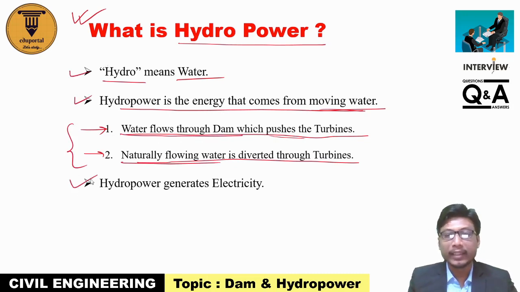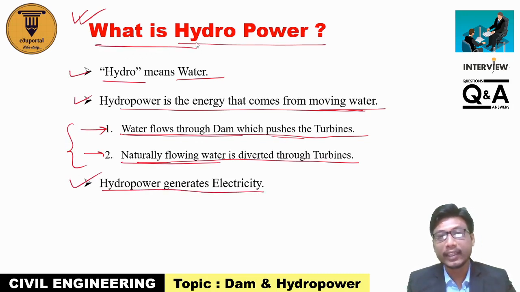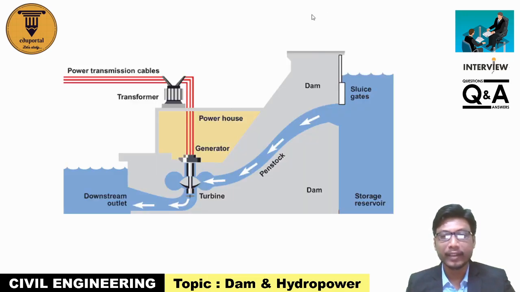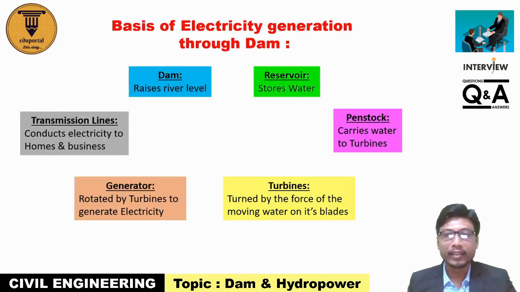And this hydropower generates electricity. But how it generates electricity, that we will see now. You can see the figure, and we will see step by step how hydropower is generated. So first, it is the basic electricity generation through the dam.